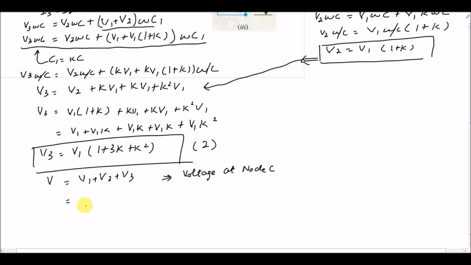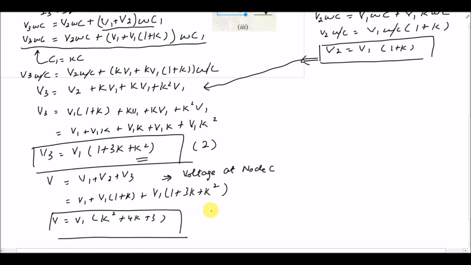So we know that V1 is V1, V2 is equal to V1 into (1 plus K), and V3 is V1 into (1 plus 3K plus K square). And V is equal to V1 into (K square plus 4K plus 3). This will be the final equation after solving the equations written above. So this is your equation number 3.